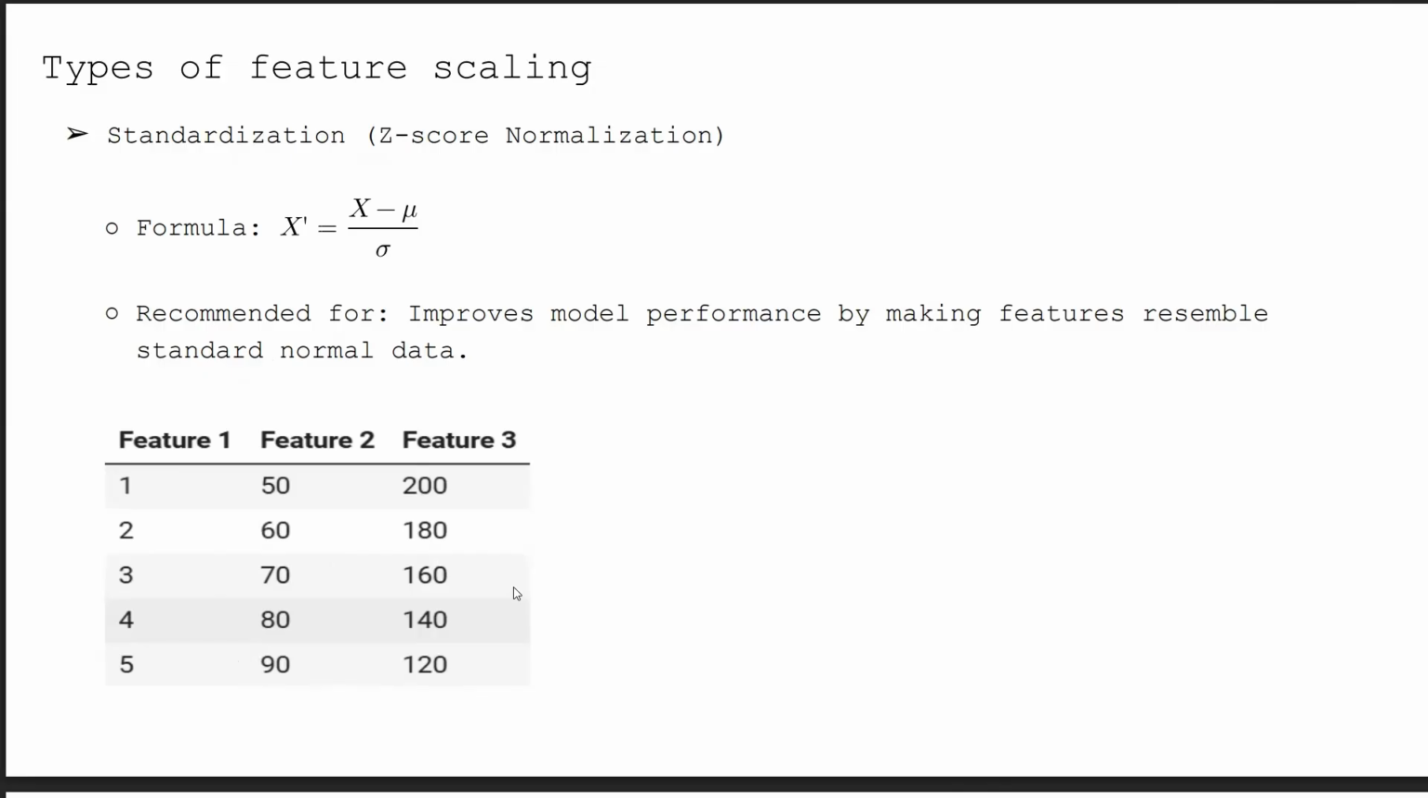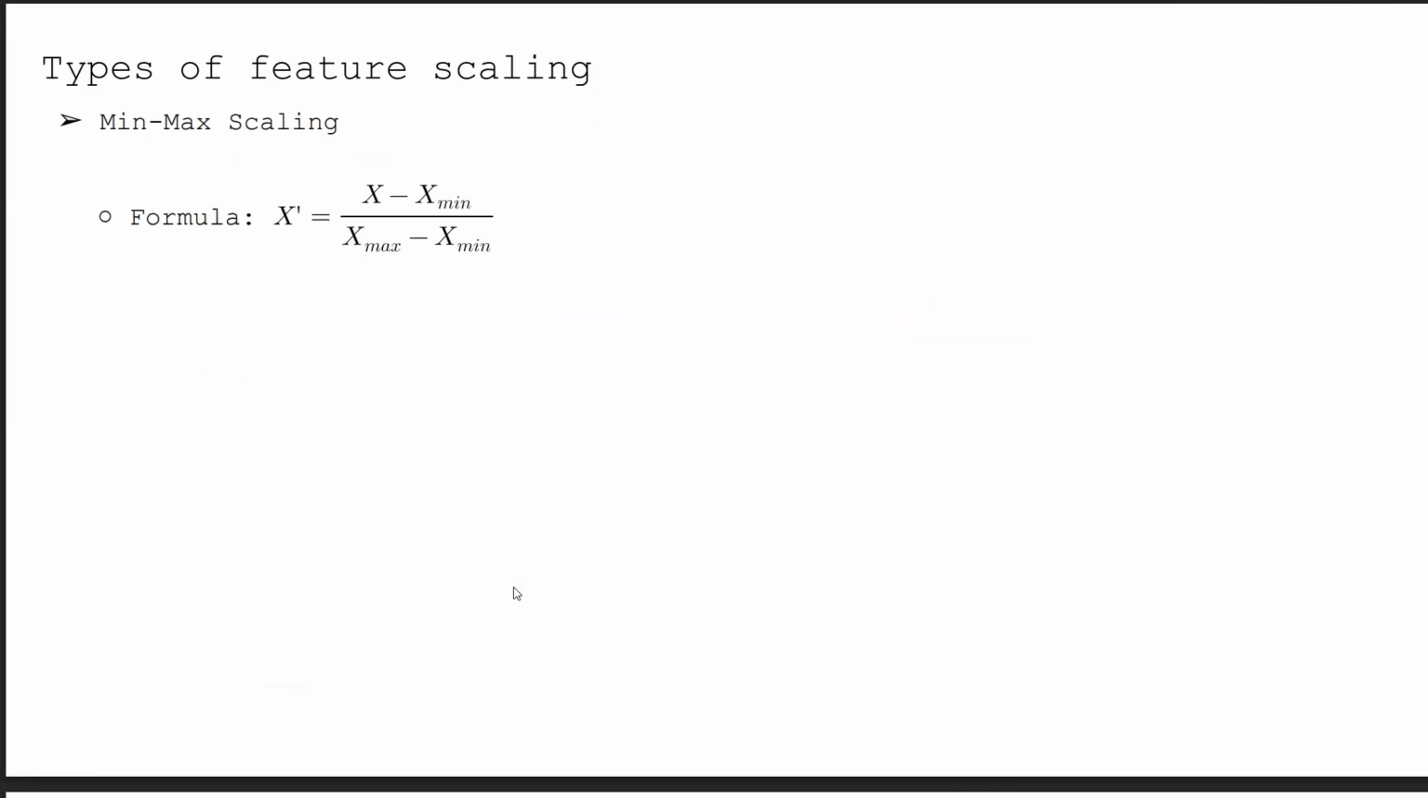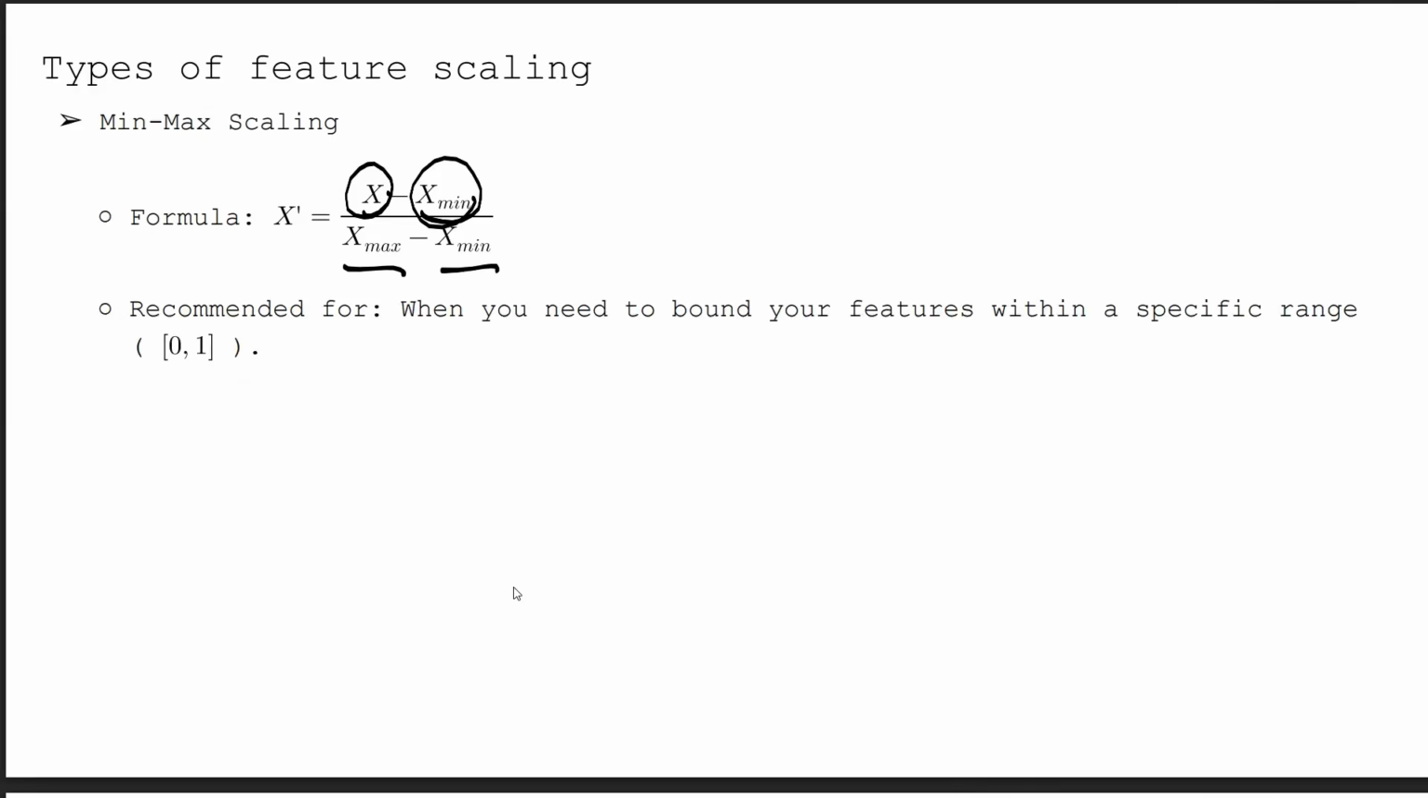Now let's look at another feature scaling technique called the min-max scaling. The formula for the min-max scaling is the previous feature value minus x min, where x min denotes the minimum value in that particular feature, divided by x max minus x min. So max here denotes the maximum feature value in that particular feature on which you are applying the scaling, and min again the minimum value in that feature. And it is recommended when you want to bound your feature range within a certain range, and the range here would be between 0 and 1, including 0 and 1.